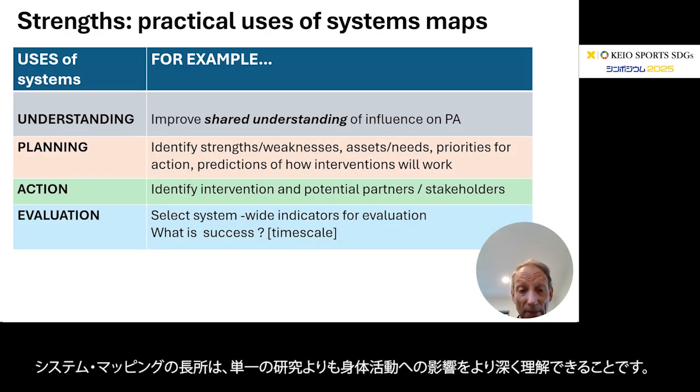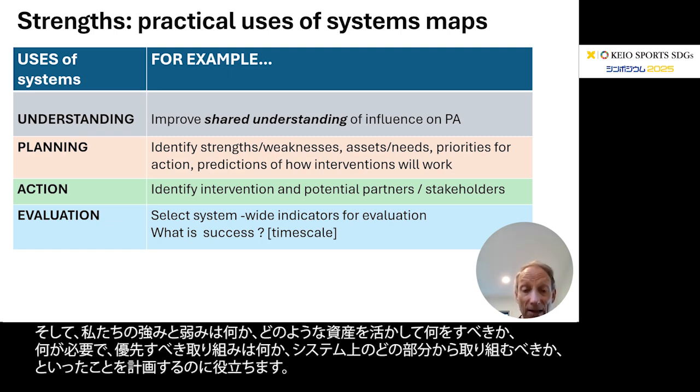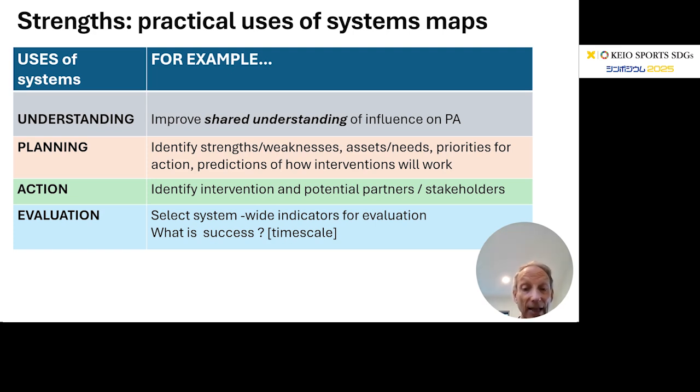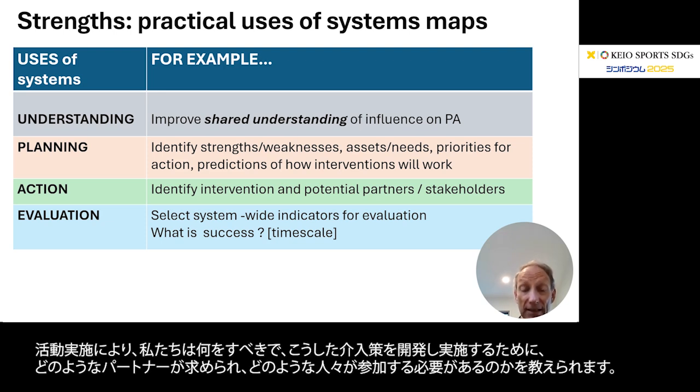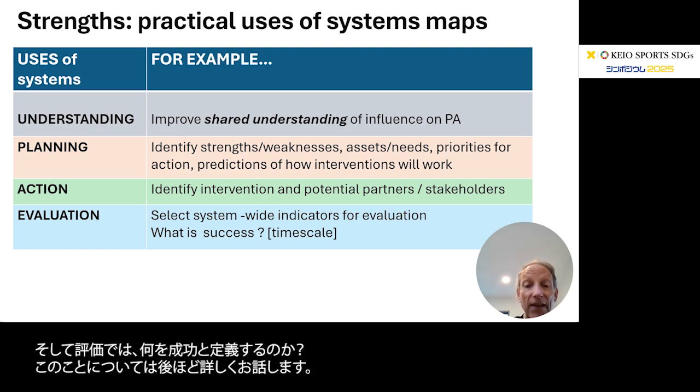The strengths of system mapping are they help us understand the influences on physical activity much more than one single study. They then help us plan what are the strengths and weaknesses, what assets do we have to help us do these things, and what do we need, what are our priorities for action, which parts of the system should we work on first, and it helps us understand how interventions might work. The action is it tells us what to do and who our partners need to be, who we need to have at the table to develop and implement these interventions. And evaluation says, well, what are we going to define as success? And I'll talk more about this later.